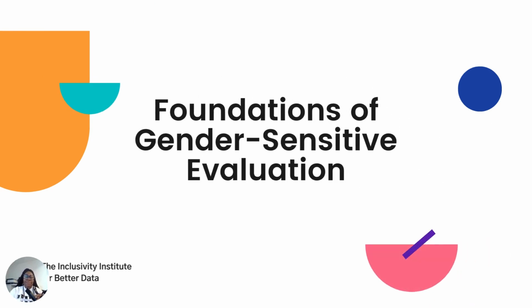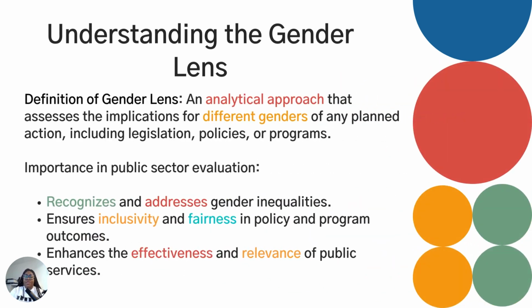Hello again, and welcome to Foundations of Gender Sensitive Evaluation. In this first segment, we will delve into the concept of a gender lens. What exactly is it? A gender lens is an analytical approach used to understand the different impacts that policies, programs, legislation, and evaluations can have on various genders. It's about considering how different gender groups experience these impacts and ensuring that no group is disadvantaged by public sector actions. So you may be asking, why is this important?